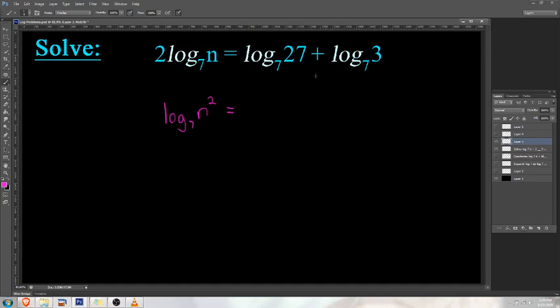No coefficients out here, but we can combine these using the product. I don't know if I actually want to do that, because 27 times 3, that seems like it's larger than I want to deal with. Let's see if I can do it. No.